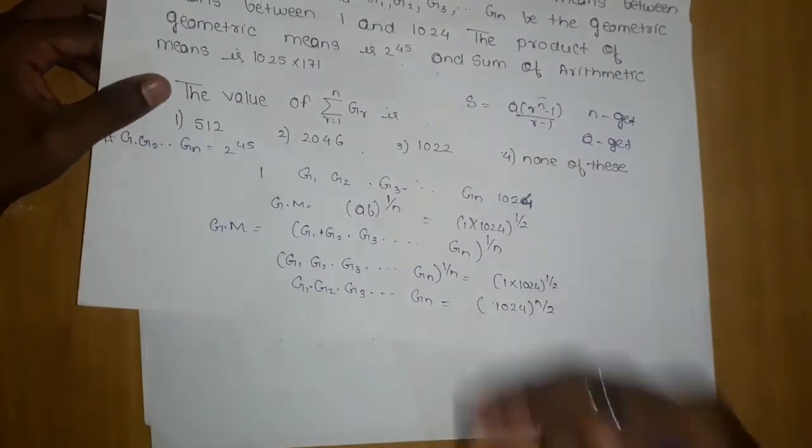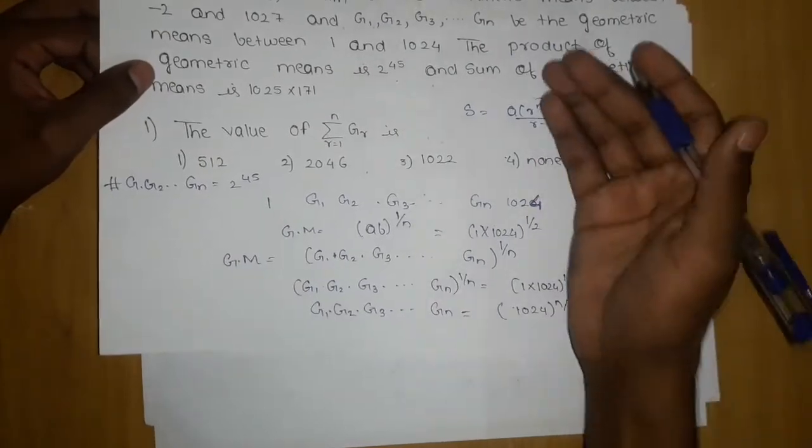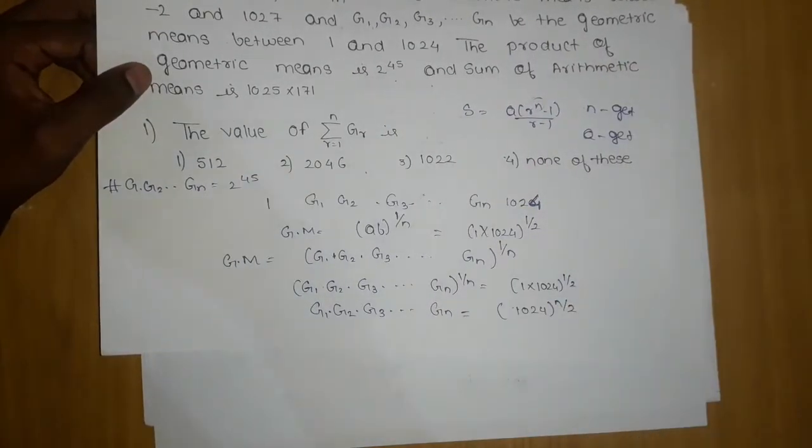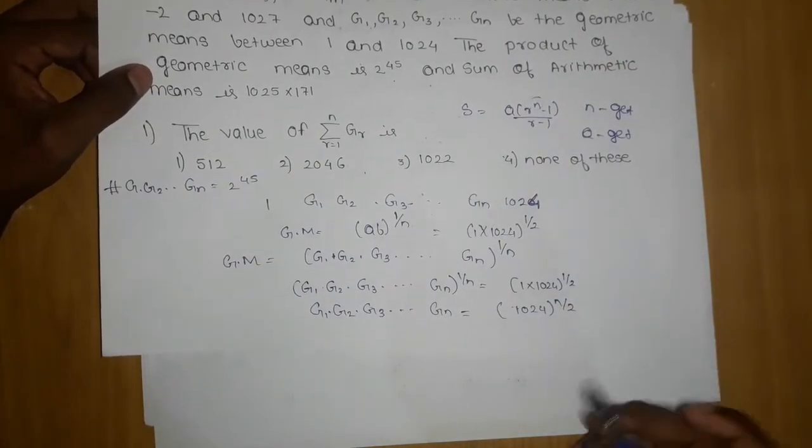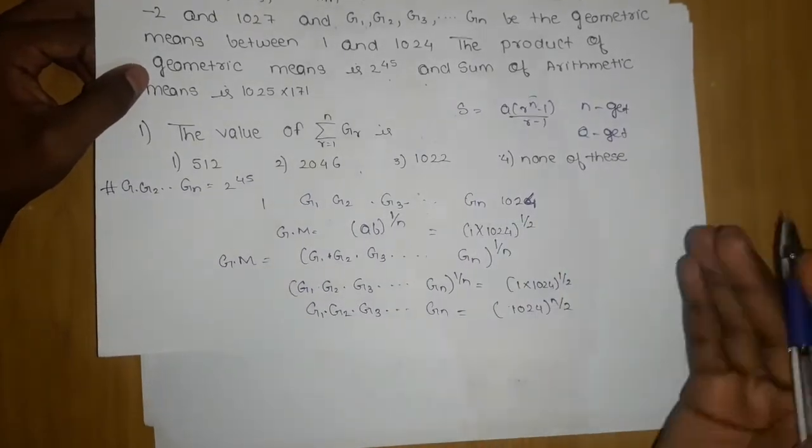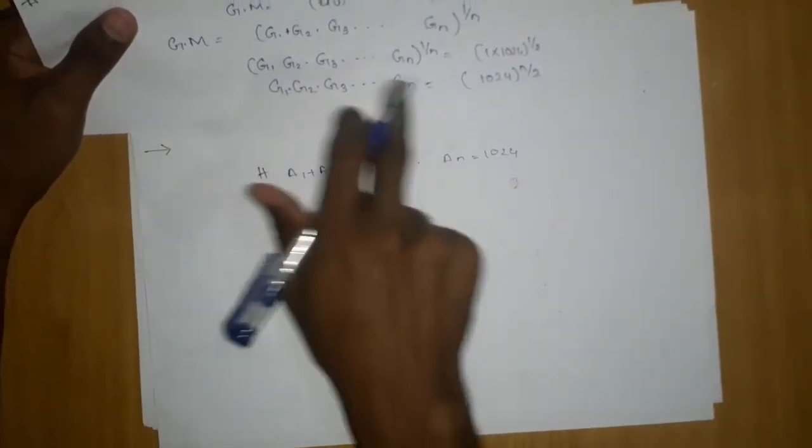If I got my a and n, can I get my Sn? Yes, very easy. You will say a r power n minus 1 upon r minus 1, provided r is greater than 1. Otherwise the formula will change, 1 minus r power n upon 1 minus r. Fine. Now what do we have? The product of this? Yes, it is 2 power 45.